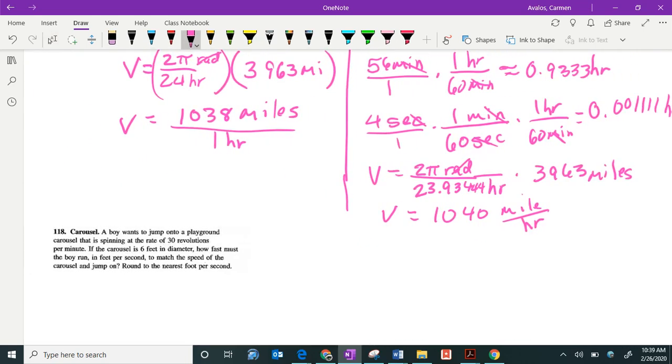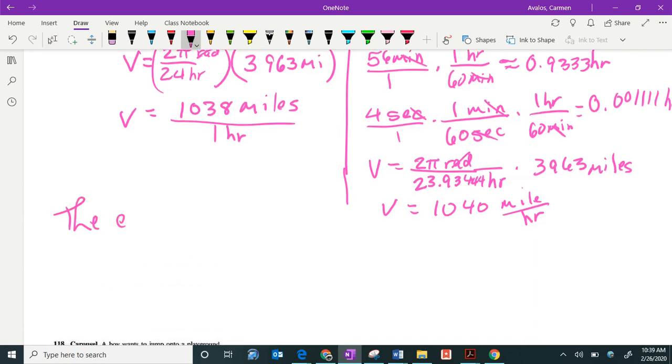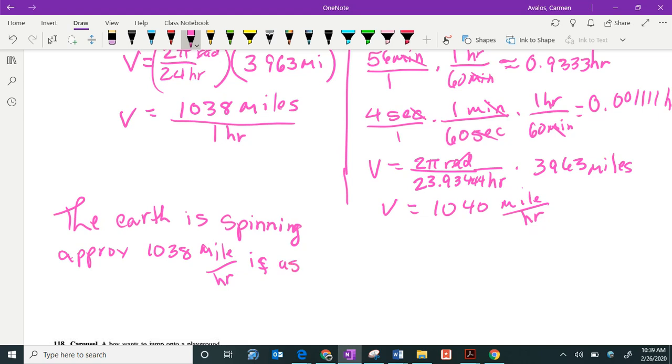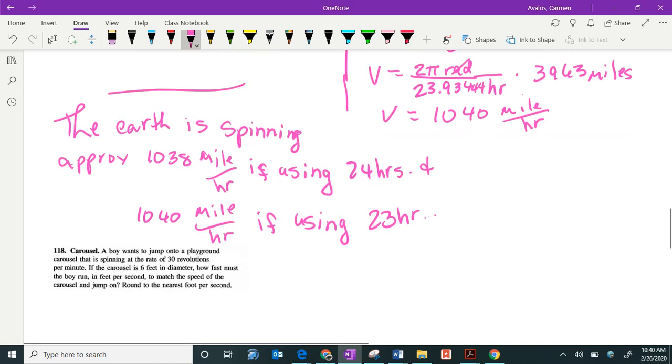So if we are to write a sentence, we are going to say the Earth is spinning approximately 1038 miles per hour if using 24 hours, and 1040 miles per hour if using 23 hours. Okay, and so that is your answer right there.